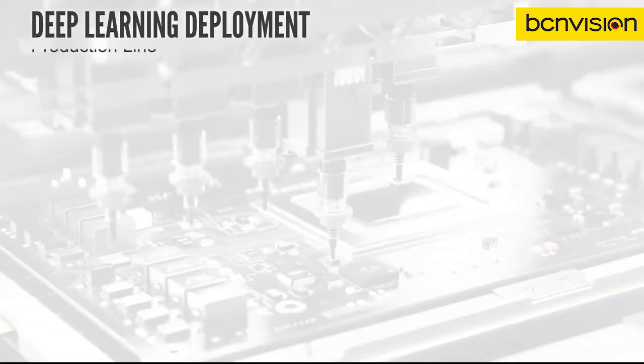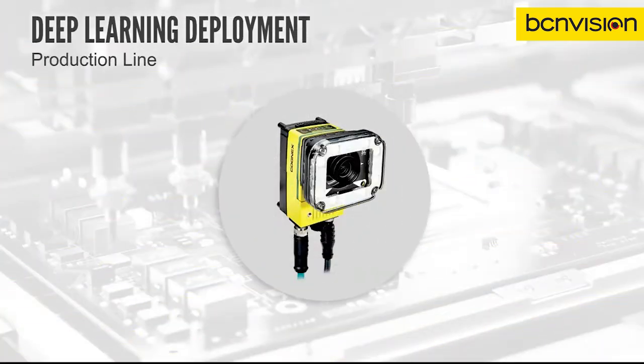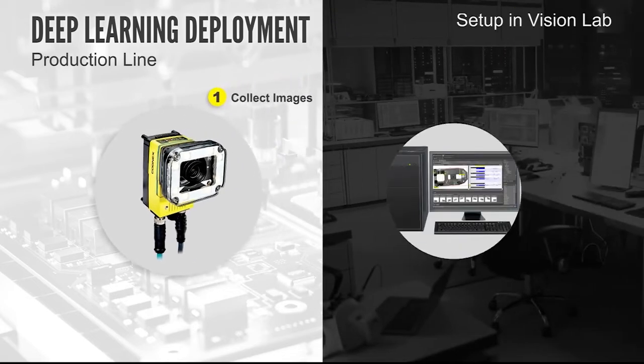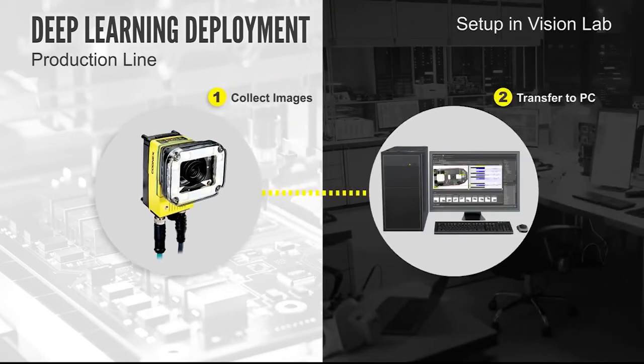In a typical deep learning application, there is a very clear separation between setup and production. For the setup, the customer mounts a camera, in this case a D900, on the production line to collect images of the objects to be inspected.